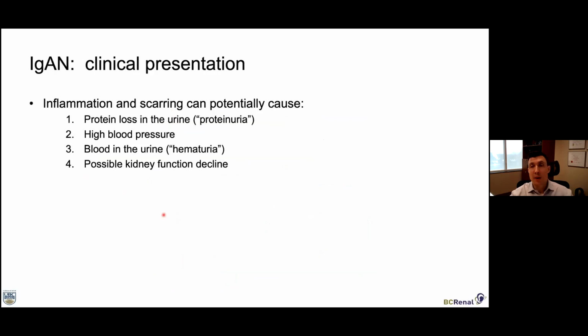So how does IgA nephropathy present? Well, the inflammation and the scarring that occurs in the kidney can eventually cause protein loss in the urine, and we call that proteinuria. It can also cause high blood pressure. It can cause blood in the urine, and we call that hematuria. And eventually, over time, in some people, it can cause kidney function decline.